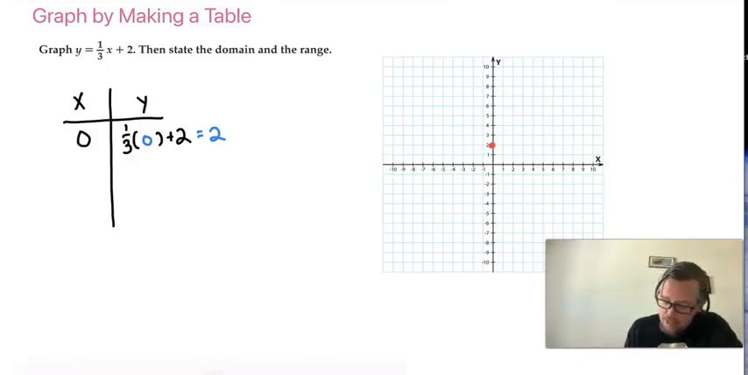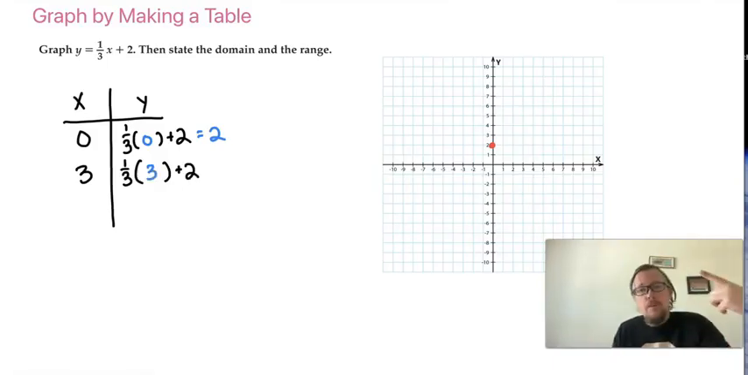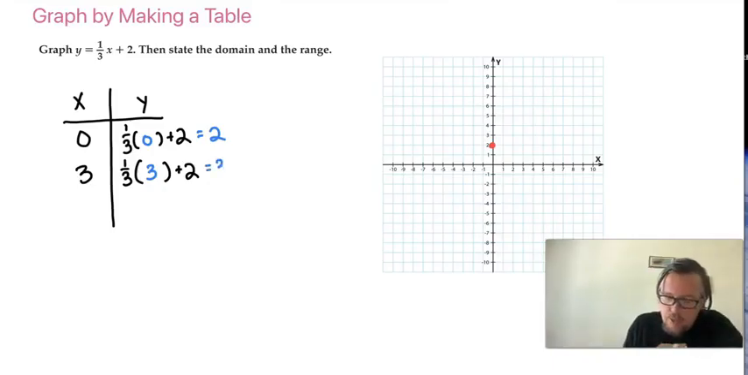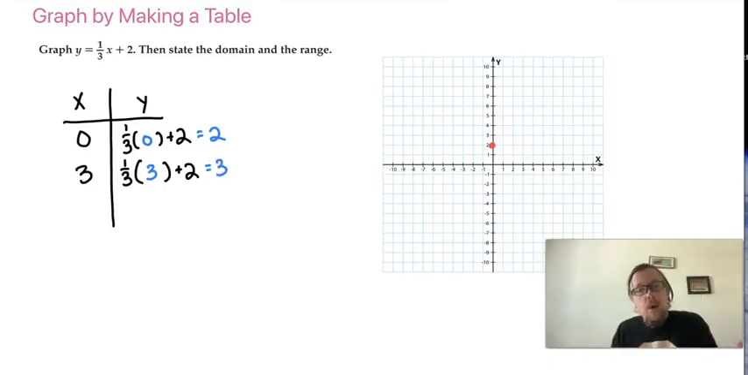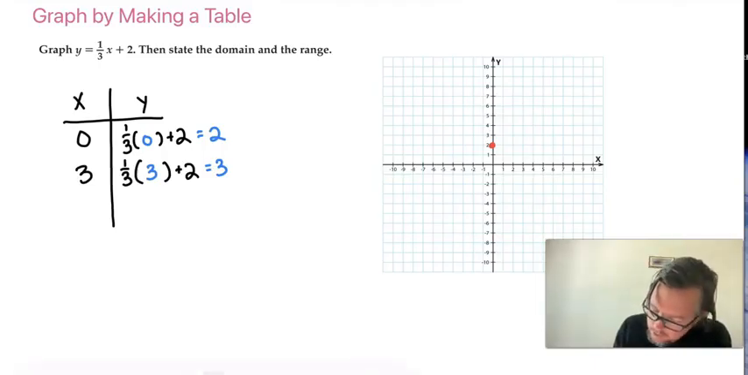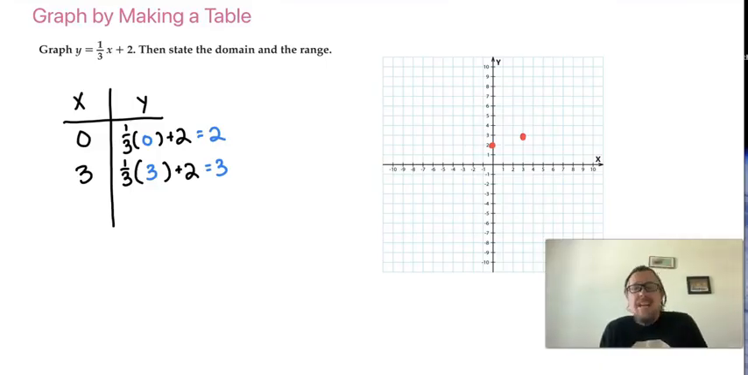I think 3 is a really good number because 1/3 multiplied by 3 is 1. So I'm going to do 1/3 multiplied by 3, which is 1, and 1 plus 2 is 3. So when x is 3, y is 3. So let's put the point 3, 3 on here. So 3, 3. We can stop right there. We only need 2 points.